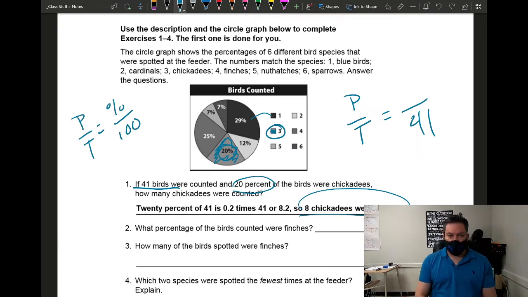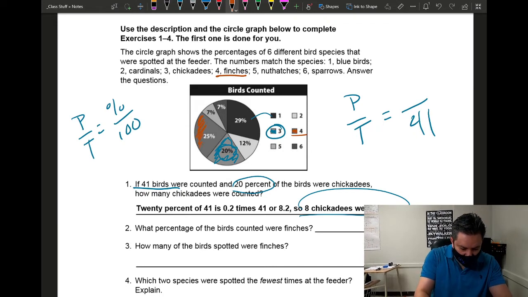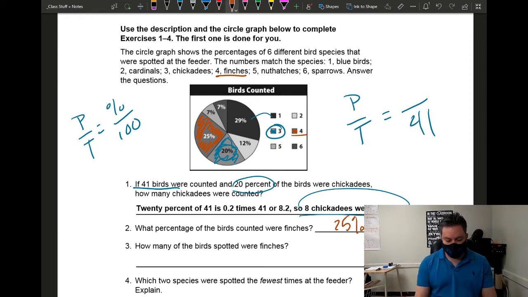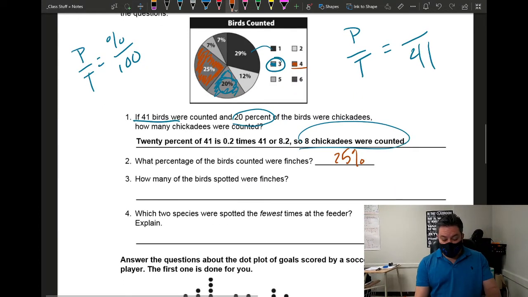We know those already. Now it says, what percentage of the birds counted were finches? Finches is the number 4. So this is 4. So this one looks like this one. So what percent is that? 25%. That's it. Now the next question says, how many of those were finches?